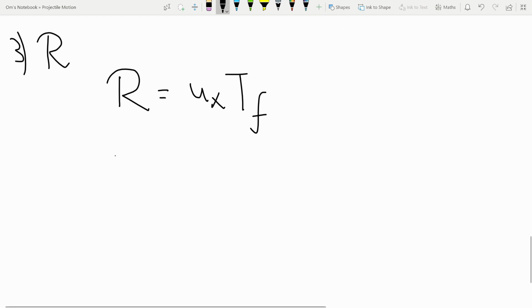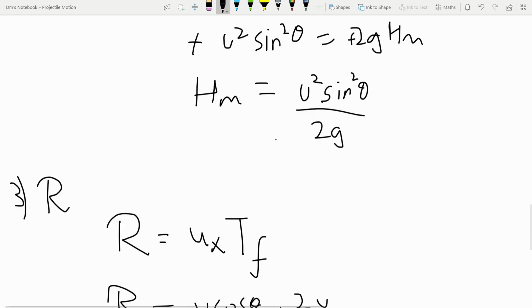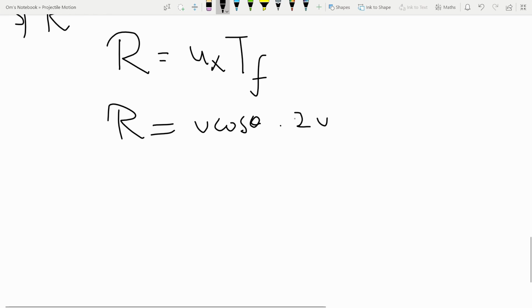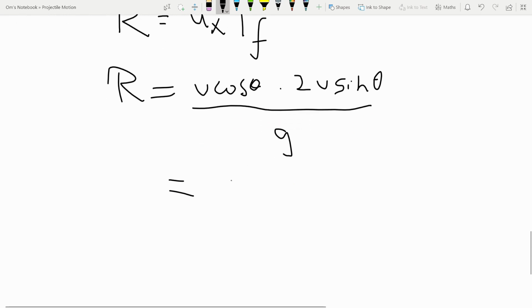So what we can write over here is r is equal to u cos theta into 2u sin theta by g, as you will see from up here, we just derived it a few minutes ago. And now I don't know how familiar you are with trigonometry, but we can actually write this as u square into 2 sin theta cos theta by g.